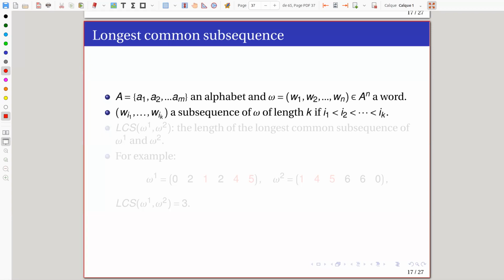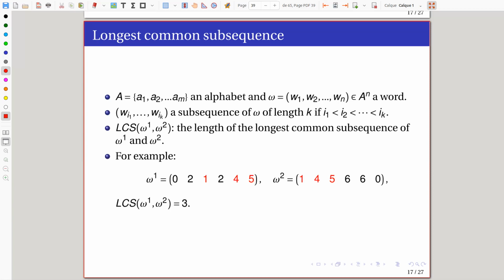From a mathematical point of view, suppose you have a finite alphabet, A1, A2, ..., AN, and you have a word using this alphabet. Suppose you have two words, and you want to see the length of the longest common subsequence between the two. What matters is exactly the order. For example, here 145 is a subword of omega 1 and omega 2. So this is a common subword of length 3. And if you look carefully at those words, it's not possible to have a common subword of length more than 3. So the longest common subword is of length 3.